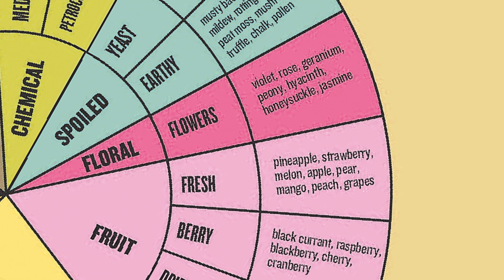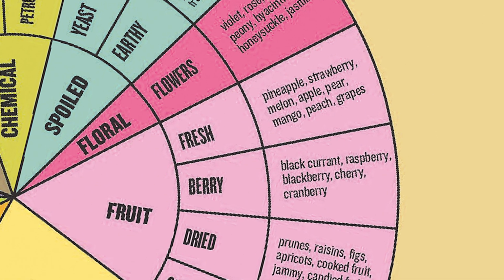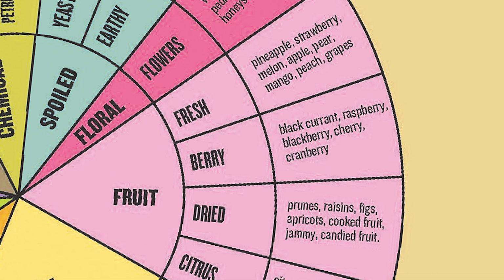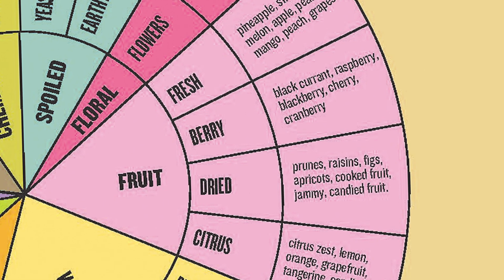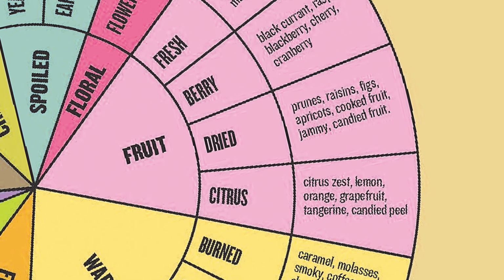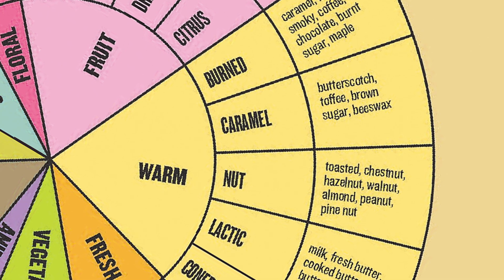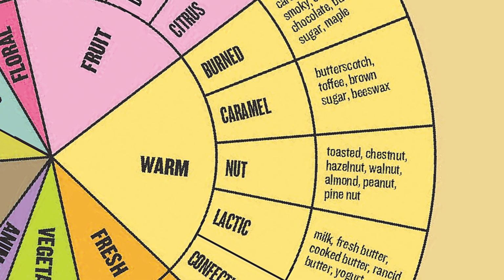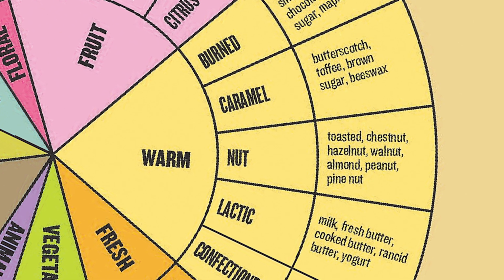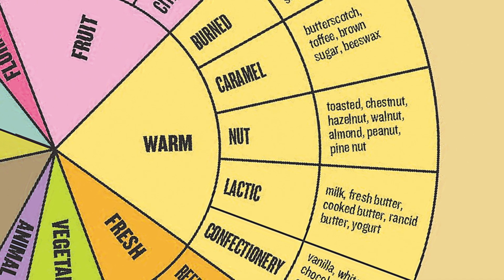The next flavor family is fruity, and I think most people are familiar with fruity flavors. This category is broken into things like fresh fruits, berry fruits, dried fruits, or citrus fruits. The next category is warm. So when we talk about honeys that are in the warm family, we're basically talking about honeys that have a confectionery sensation: milky, lactic, yogurt, brown sugar, caramel, toffees.